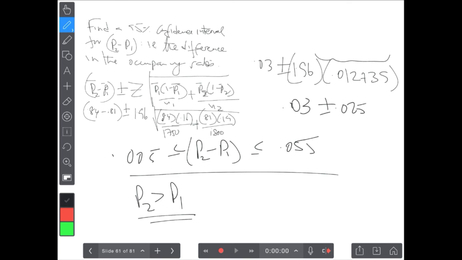Which means that the proportion or the occupancy rate during the current year is actually better than the occupancy rate in the previous year. So if somebody were to ask you to interpret this confidence interval, we do have sufficient evidence that the occupancy rate has actually increased, because any value in that interval is positive. If this was negative, then we would not have enough evidence, but it's actually positive, and therefore we have sufficient evidence that there's a difference between the two.